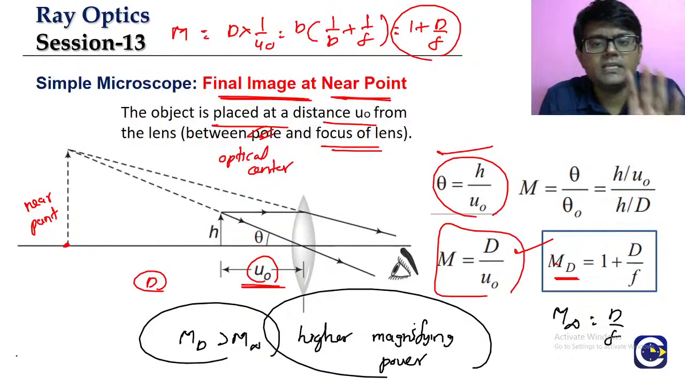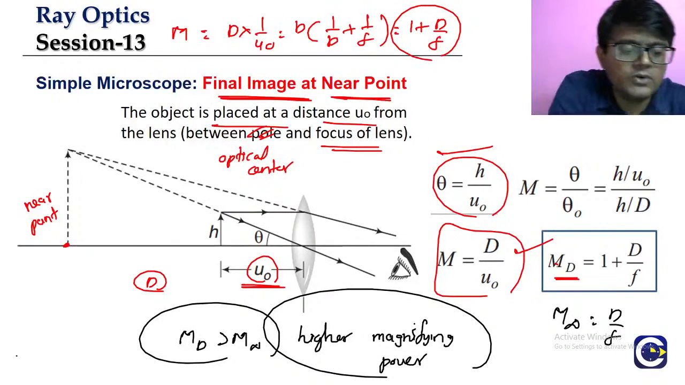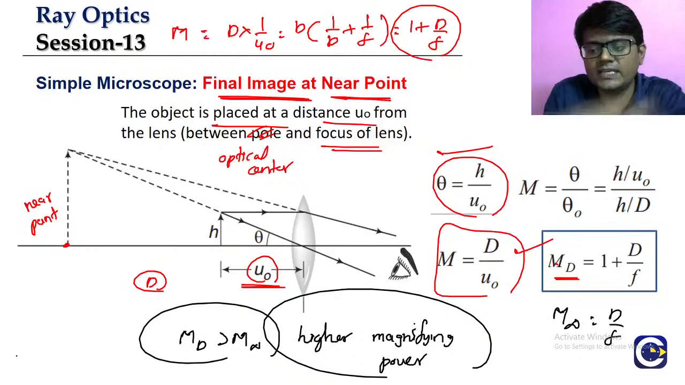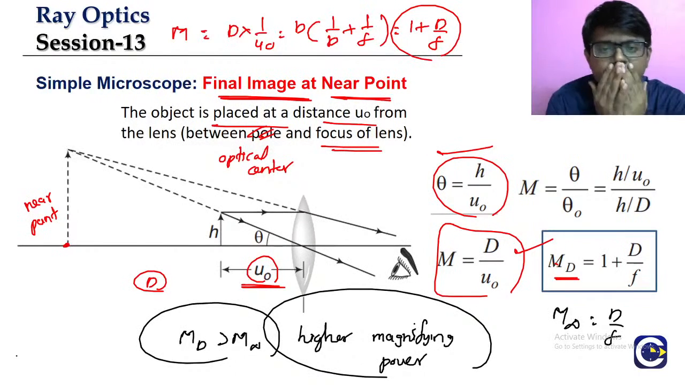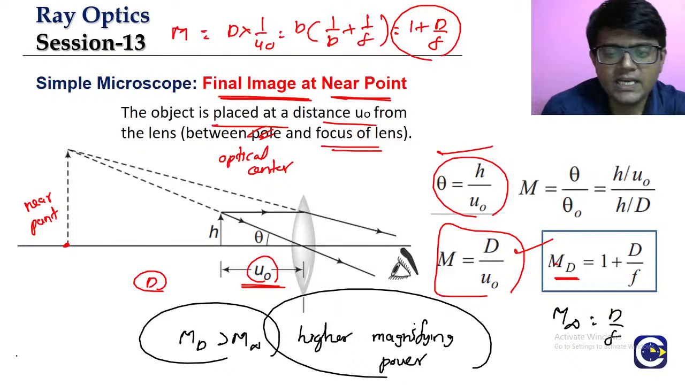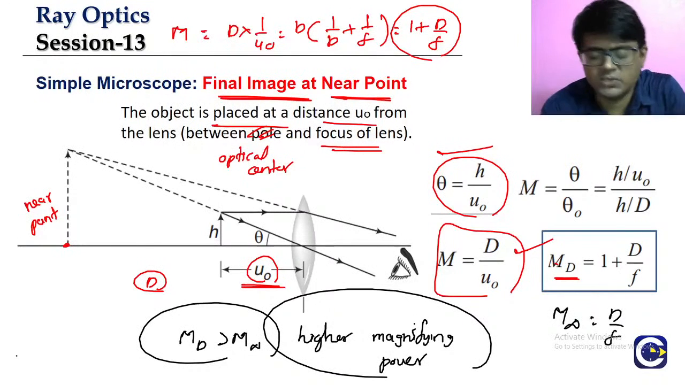But this is about the simple microscope. A simple microscope can be used in two arrangements. One is the relaxed view or the normal adjustment, where the final image is formed at infinity. What is the magnifying power formula? D by f. And in case of the final image formed at the near point, which we call the strained view, the magnifying power will be higher. What is it? 1 plus D by f. But you will have to strain your eyes to see the final image here. That is the only thing. Okay. So this is about the simple microscope.